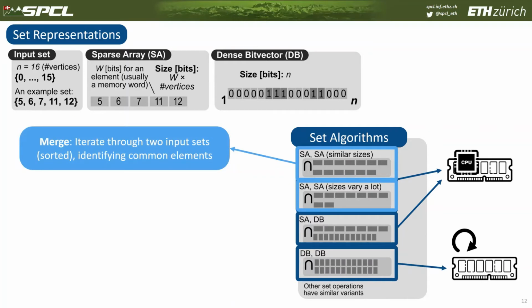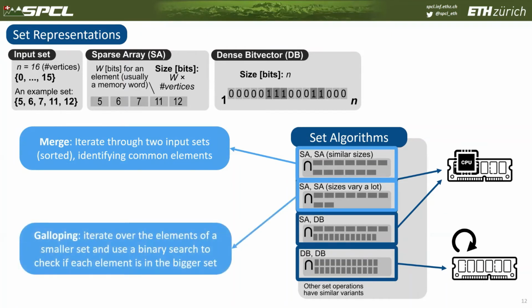these different variants of the specific set algorithm for intersection. So on one hand, if we are intersecting 2 similar sized sparse arrays, we prefer the merge intersection, where we simply iterate through 2 input sets which are sorted, and we identify common elements as we go. And the complexity of this is going to be n plus m, where n and m are the sizes of the input sets.